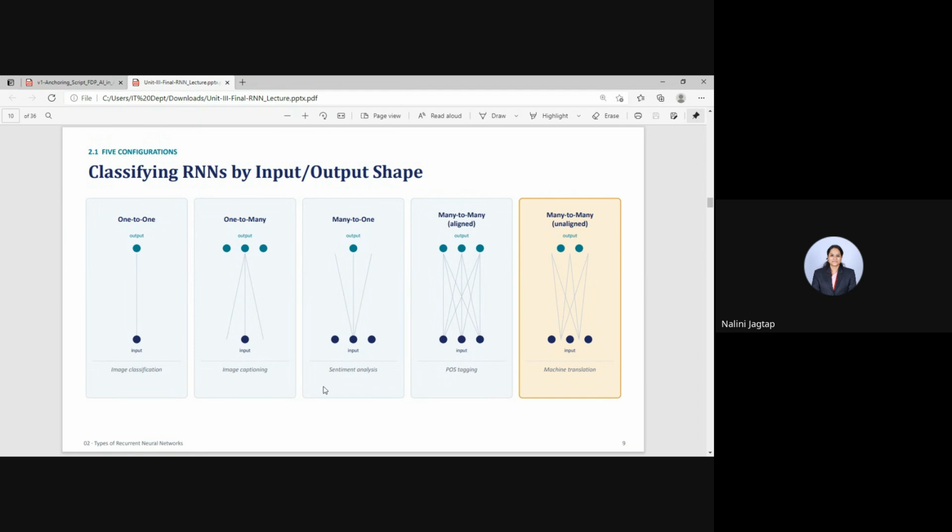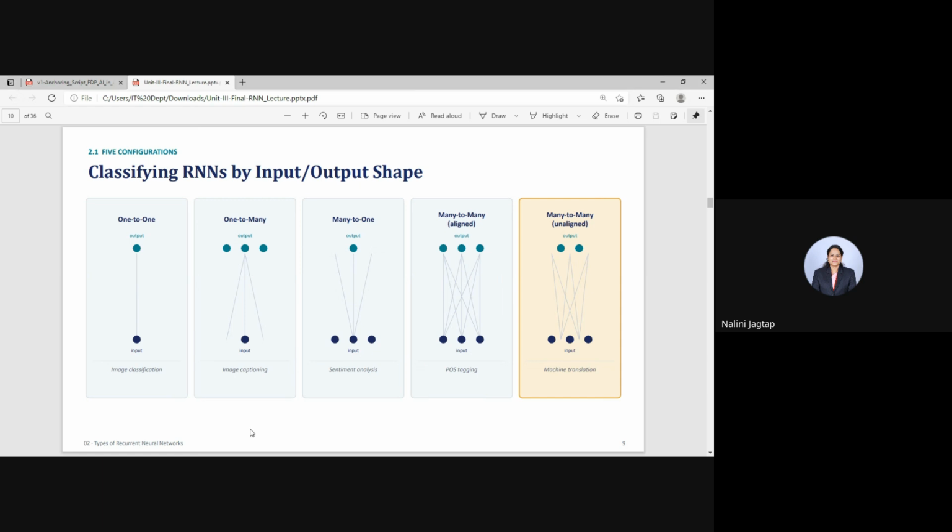Here we are able to see the five configurations, or the five types, of recurrent neural network. RNNs are commonly classified by the shape of their input and output, that is, how many items go in and how many come out, and whether they are aligned step by step. Understanding these categories helps a student immediately recognize which architecture to reach for in a given real problem. We'll see this one by one in detail in the upcoming slides.